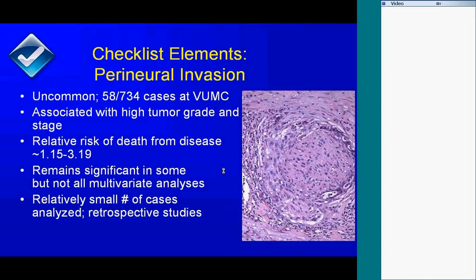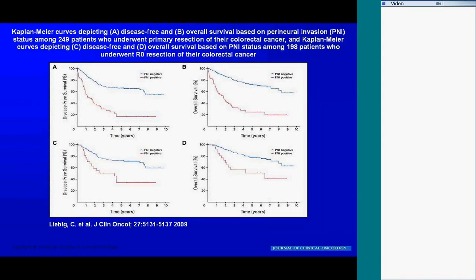Most of the studies analyze a relatively small number of cases and they're retrospective studies, but there's a new study that I want to highlight for you that just appeared in late 2009 in the Journal of Clinical Oncology. And this group looked at perineural invasion and its impact on disease-free and overall survival in a cohort of cancer patients. And you can see that there was a significant decrease in disease-free and overall survival in the cases with perineural invasion. And when you looked at margin-negative resections, you also got the same effect as well. So it appears that perineural invasion is a quite powerful prognostic factor.